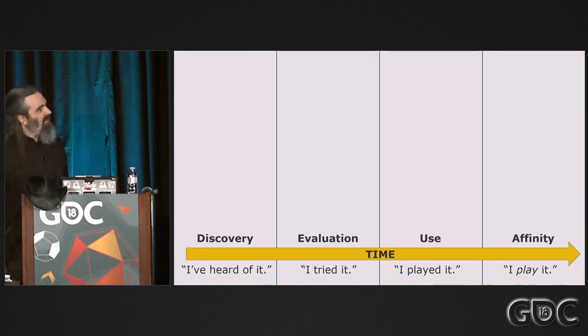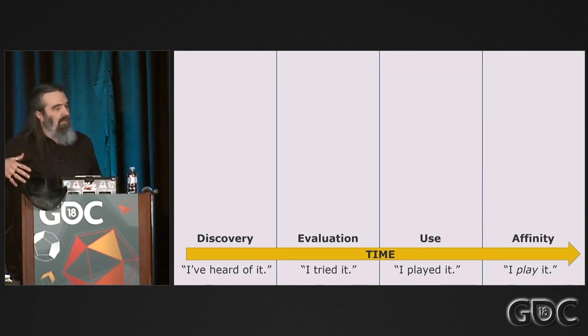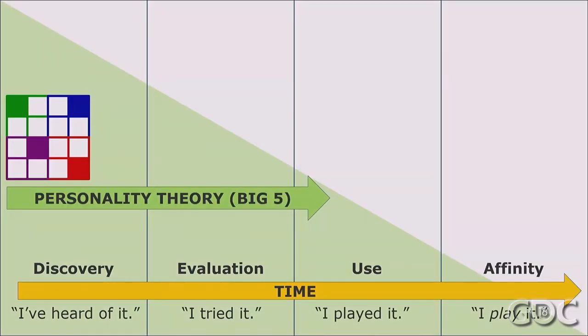The second part is this timeline, which is the player's journey. Over time, players encounter your game. Oh, I've heard about it. Then they try it out. And when they like it, they continue to play it, right? Then over time, they'll adapt it into their identity, and they will become players of this game. I go from I've played this game to I play it.